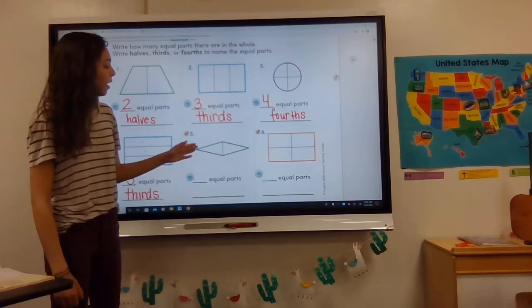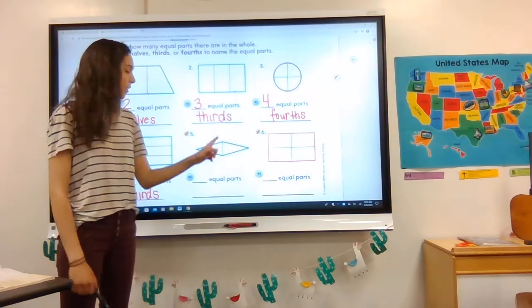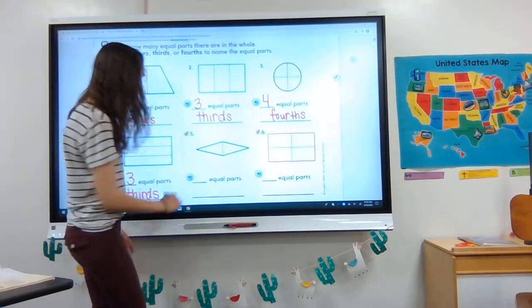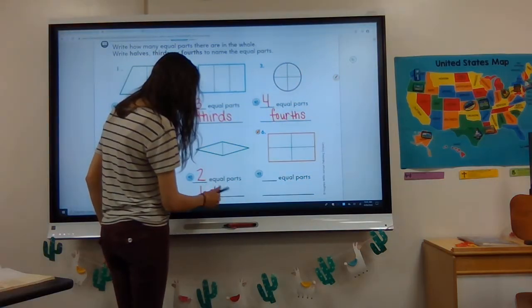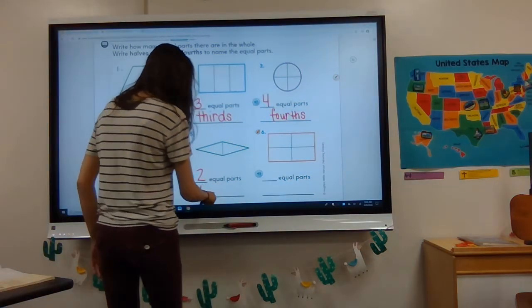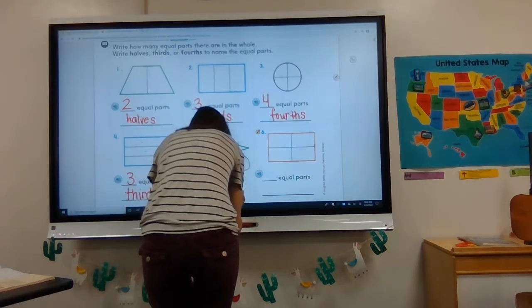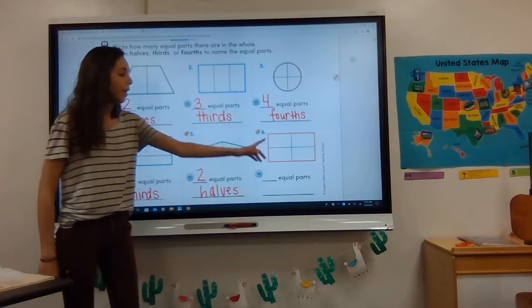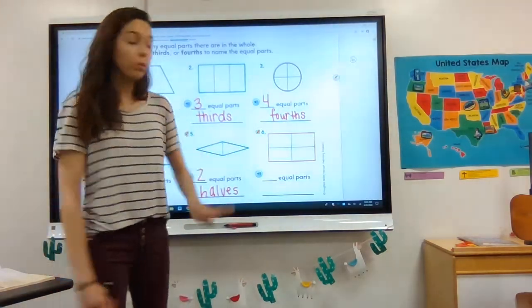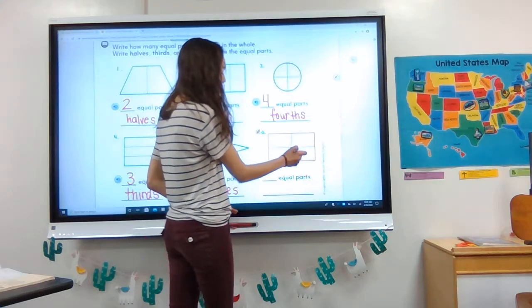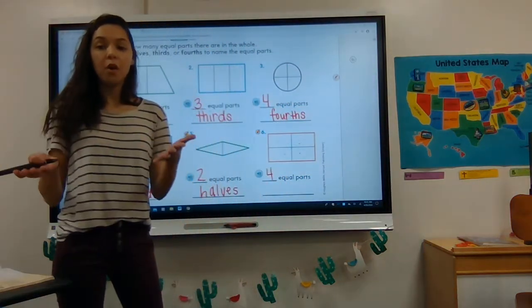Number 5, I've divided my shape into 2 equal parts. So I've divided it in halves. All right, number 6, I've divided it into 4 equal parts. 1, 2, 3, 4. So that would be fourths.